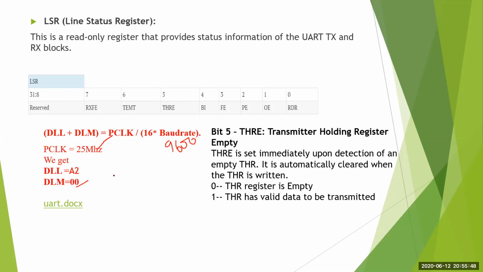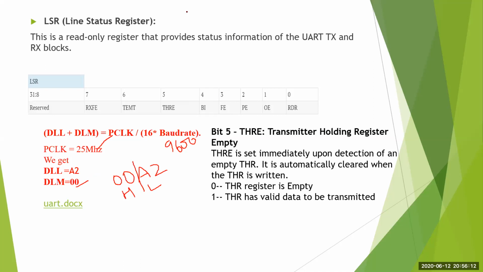This is the hexadecimal value. I'll be getting some value like 162, I think, or some value after this in terms of decimal, that I'll be converting into hexadecimal. So this will be the lower part and this will be the higher part. The lower part is loaded to DLL and the higher part is loaded to DLM.